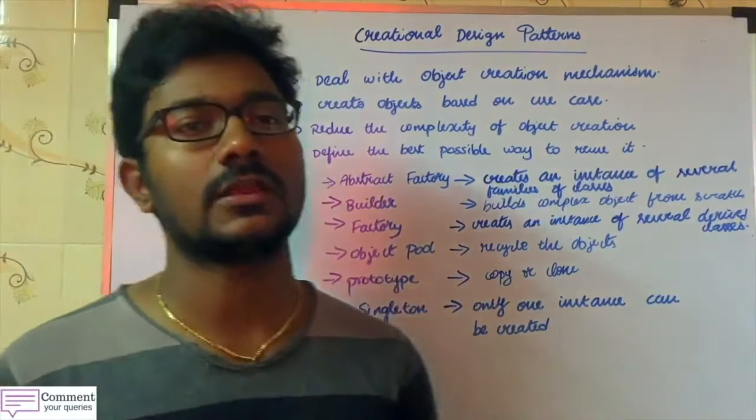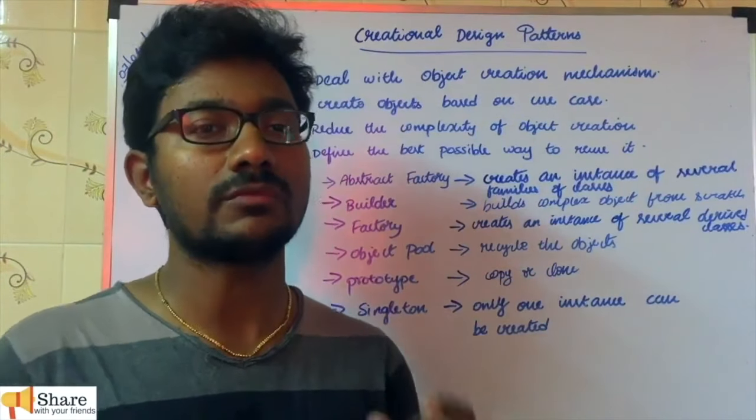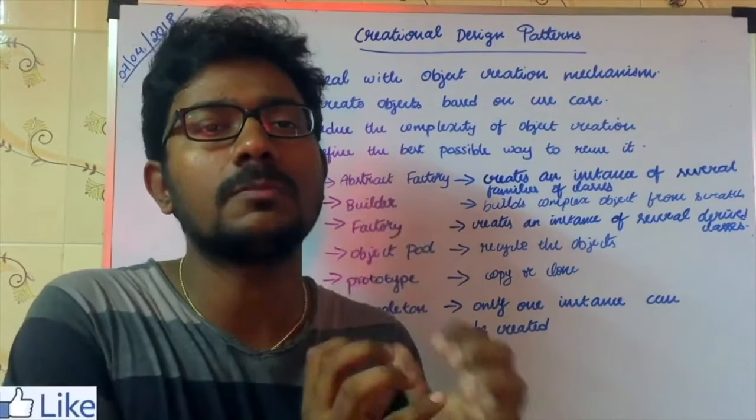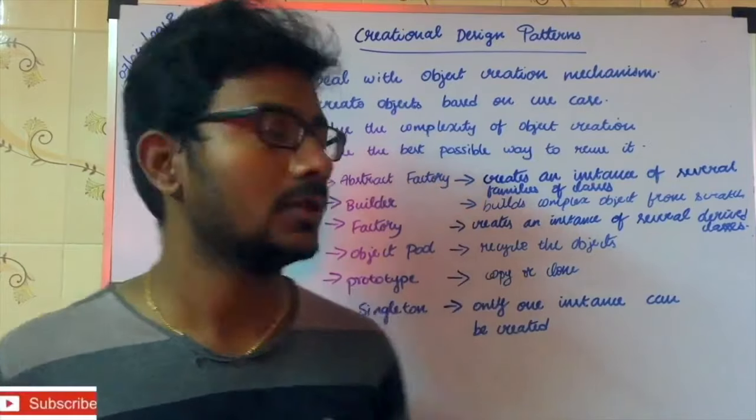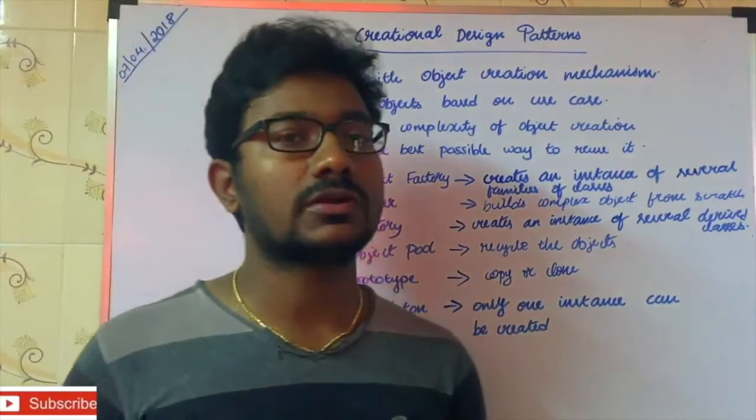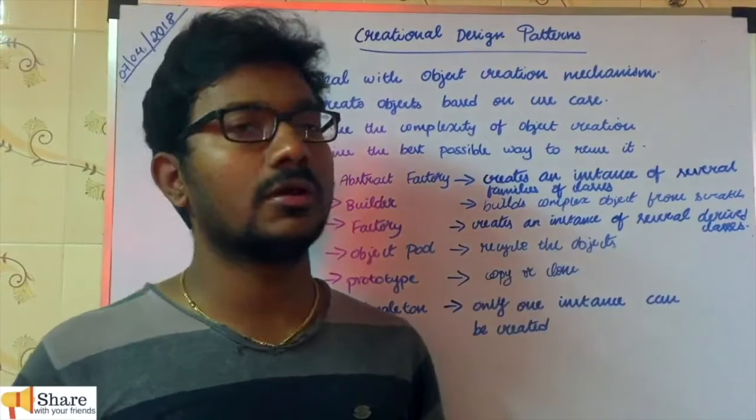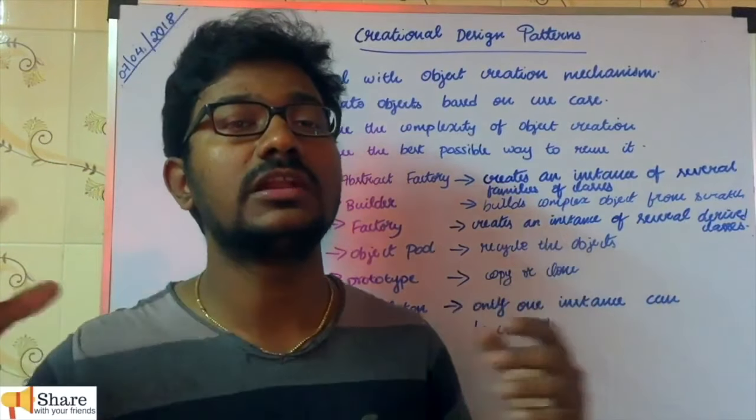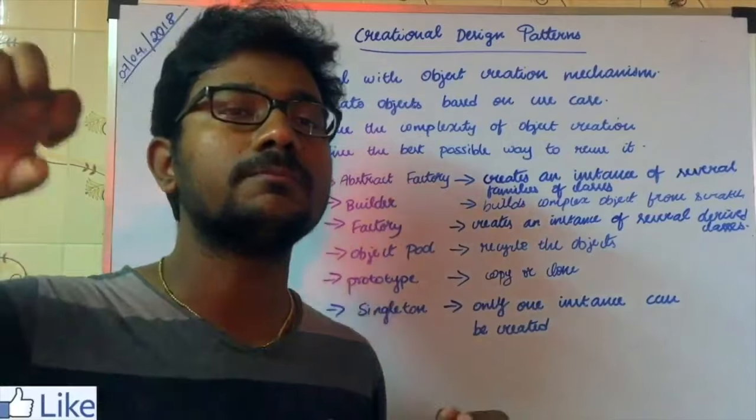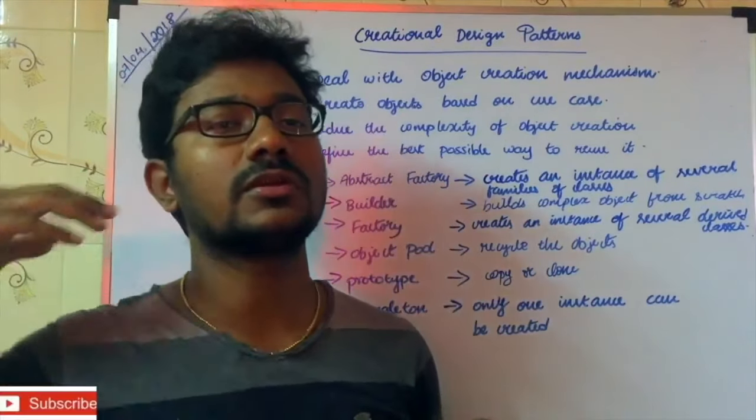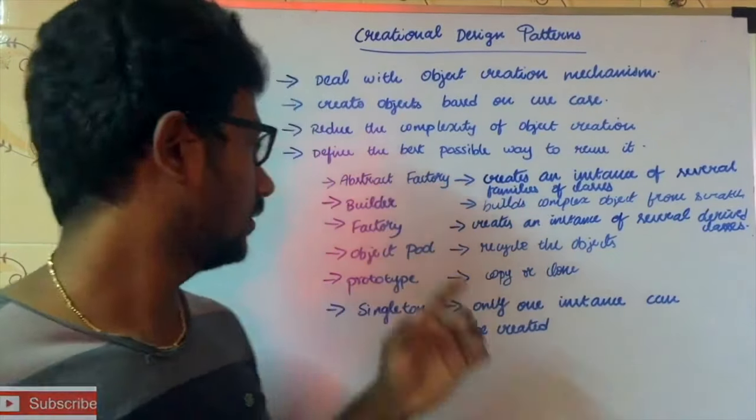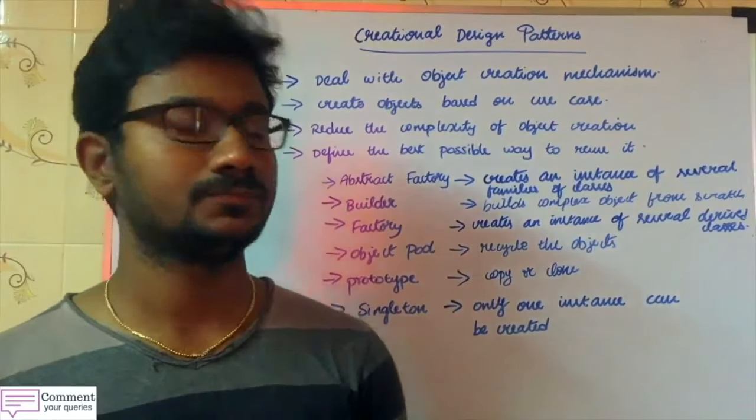And then comes the builder design pattern. Builder design pattern means we'll try to create an object from the base or from scratch. Factory design pattern will try to create an object using several derived classes. It will pick the best derived class and return the object for that class based on the user input.